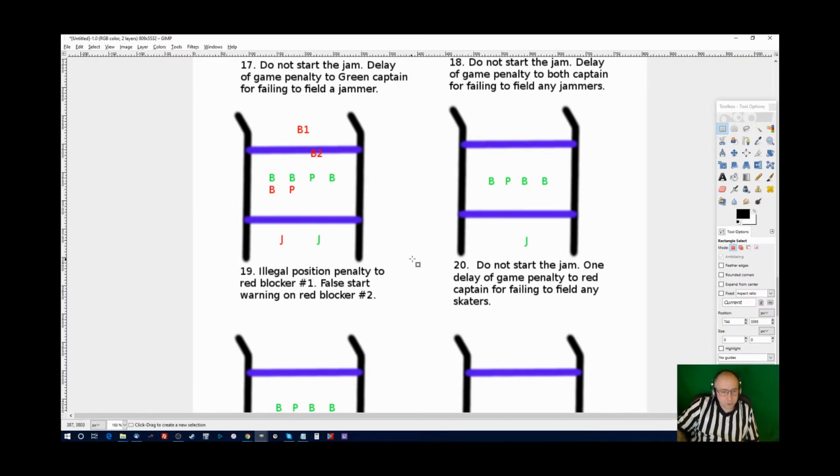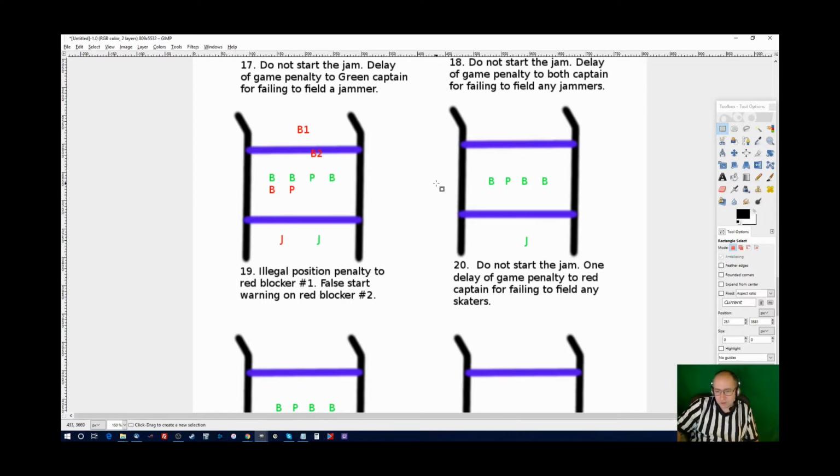19. Illegal position penalty to red blocker 1. Red blocker 1 has started in a completely illegal position. False start warning on red blocker number 2. So we can kind of combine and do things. We can give a penalty and a warning to different skaters.